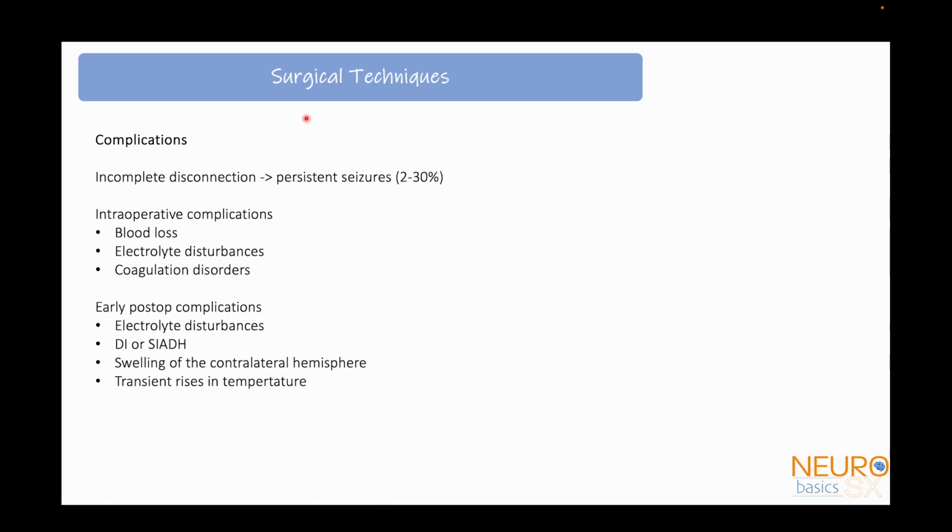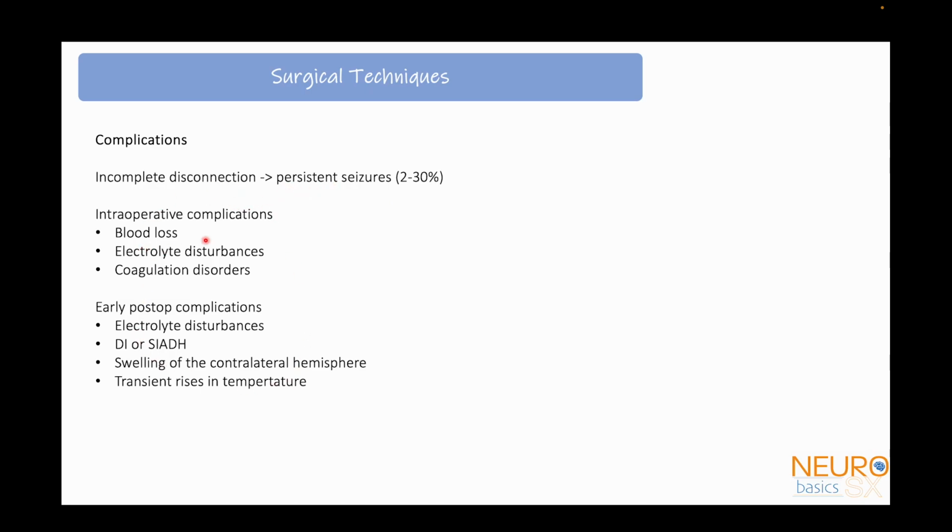It is not like a hemispherotomy has absolutely no complications. Obviously, it does have complications, but they are at least much lesser than you would expect with a hemispherectomy. So one of the most important complications that can happen is there can be an incomplete disconnection. Remember, it's not a resection, so there is some tissue which can be left behind, still connected to the opposite hemisphere. So this can happen in 2 to 30% of patients and lead to persistent seizures.